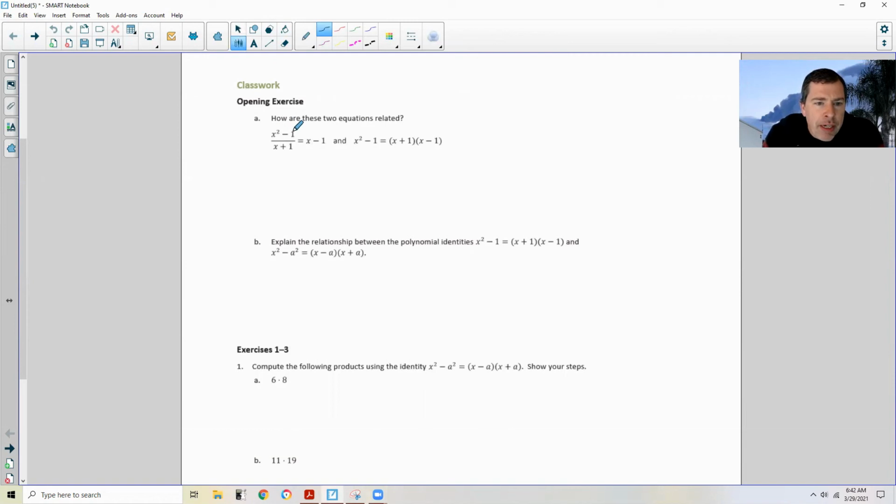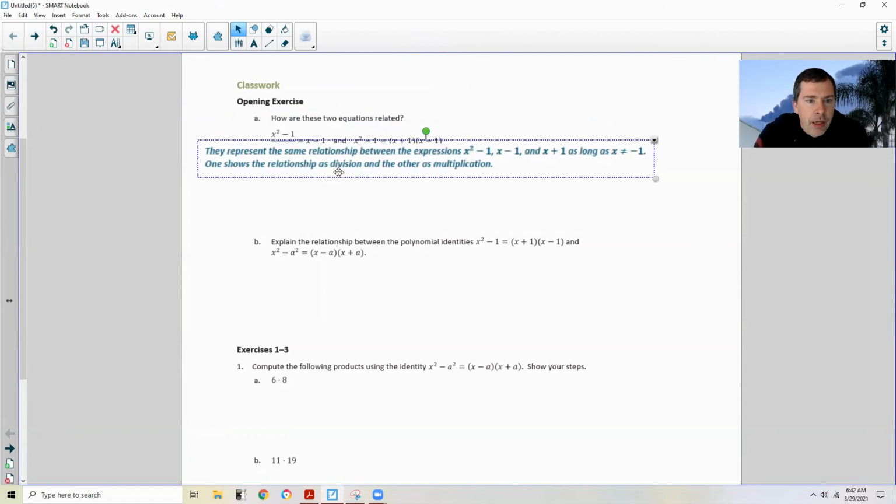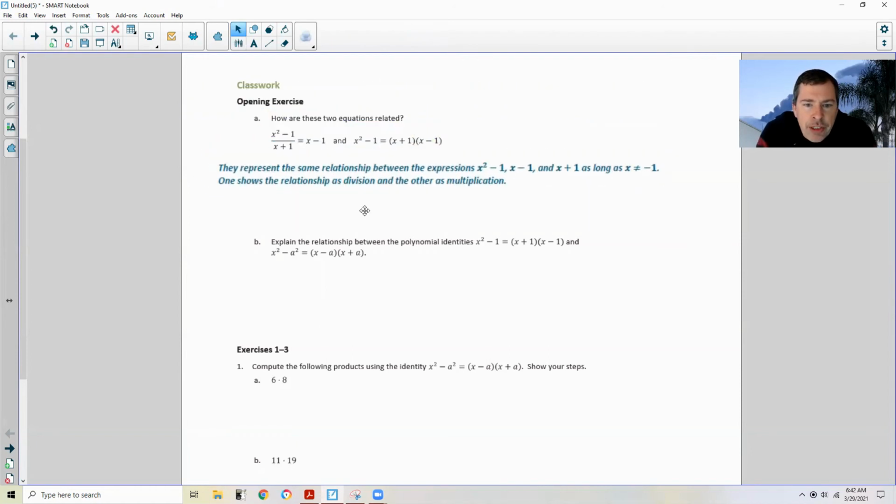Well, we have x squared minus 1 divided by x plus 1, and it says it equals x minus 1. Well, if I multiply both sides by x plus 1, I get this over here. So multiplying both sides by x plus 1 to isolate the numerator is one way we could look at it. Or we could just simply say this: they represent the same relationship between the expressions x squared minus 1, x minus 1, and x plus 1, as long as x does not equal negative 1.